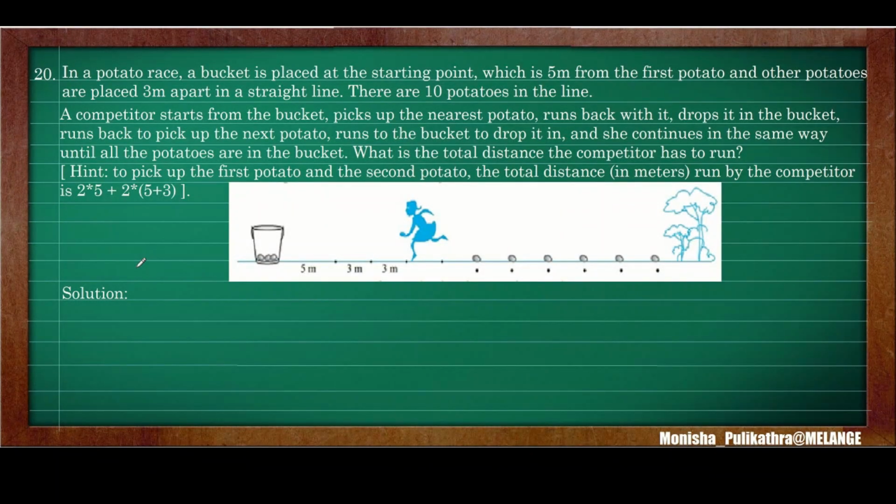Moving on to the last question of this session: in a potato race, a bucket is placed at a starting point which is 5 meters from the first potato. We can see here, this will be the first potato, and from here the distance of the bucket is 5 meters. After the first potato, each potato has been placed 3 meters apart. A total of 10 potatoes have been placed.